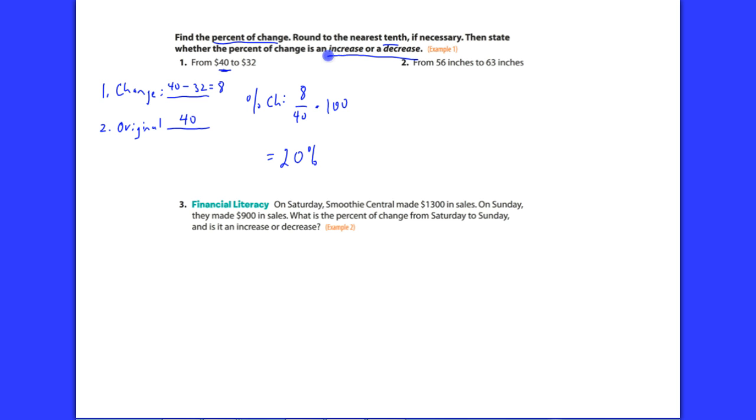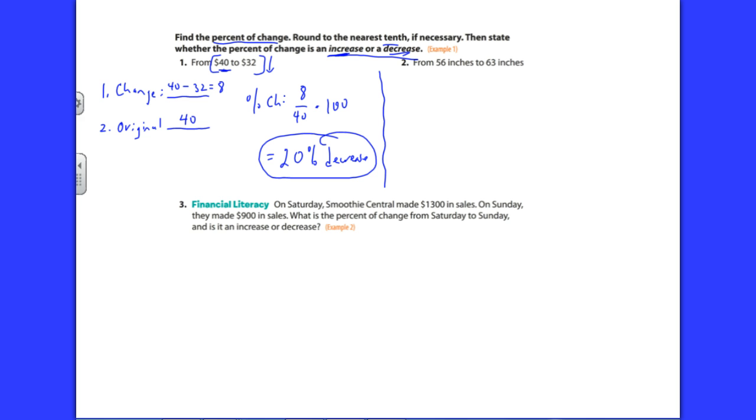Now it says, was this an increase or a decrease? Well, look back at the original problem. If it went from 40 to 30, did that go up or down? It went down. So this is a 20% decrease. So to answer that, and you do need to say if it's an increase or decrease, you look back at the original like that. And there you have it. There's number 1. It's that simple.